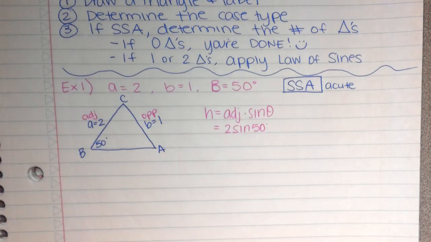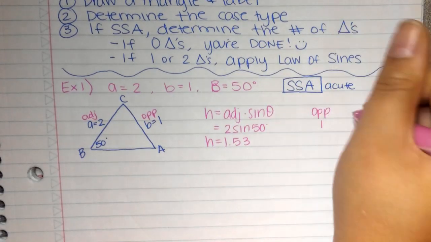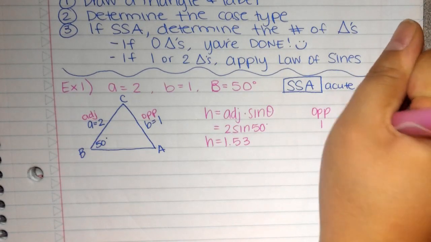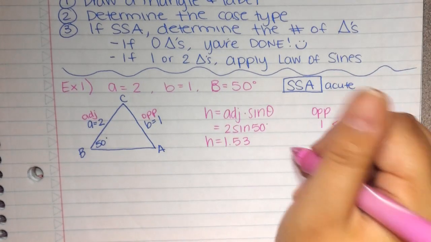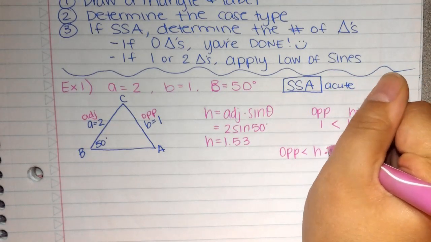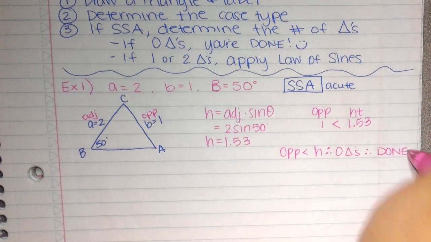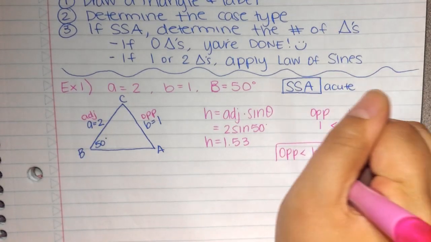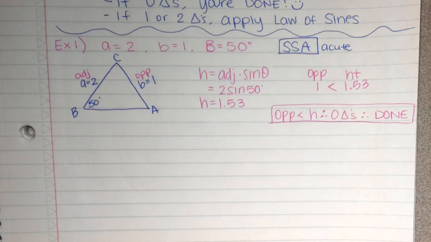1.53. So my height is 1.53. So opposite is 1, height is 1.53. How do they compare? And what happens when my opposite is less than the height? 0 triangles. Therefore, we're done with the problem. We don't have to figure out anything. We like 0 triangles. Are you going to get 0 triangles a bunch? No, I'm going to make you solve. But we like 0 triangles.